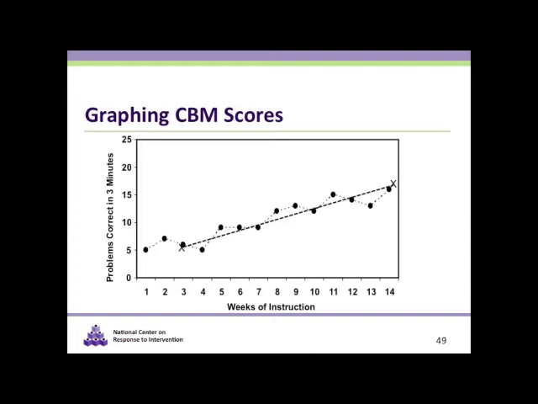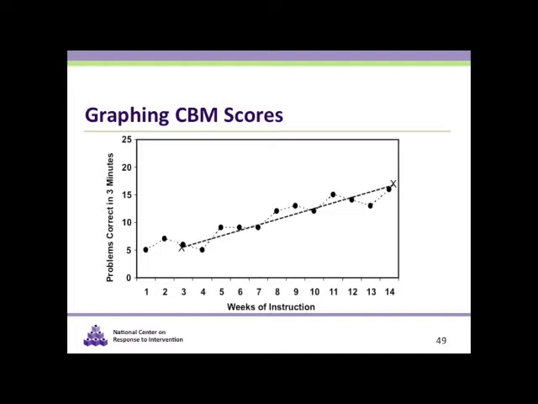Every time a CBM probe is administered, the teacher scores the probe and then records the score on a CBM graph. A line can be drawn connecting each data point. The measure, as indicated by the axis labels, the goal line, and student data points are necessary for making decisions about students' responsiveness to instruction.